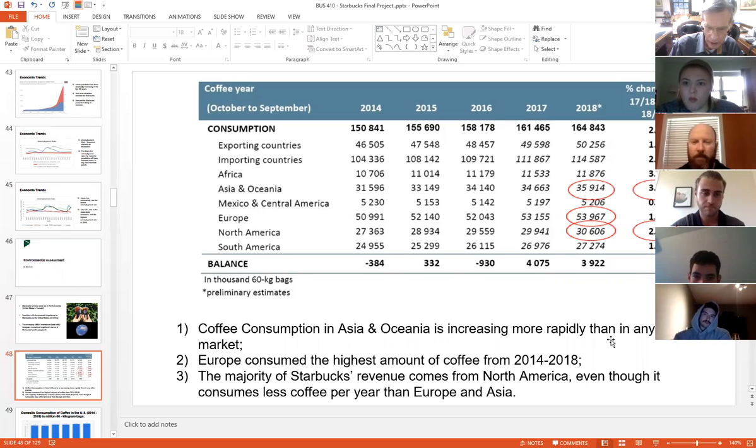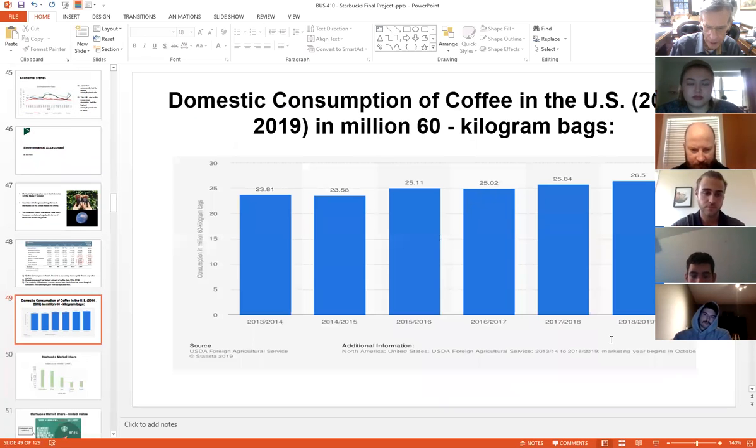So if I think Starbucks, this was also a very good chart, and circling the highlights certainly helped. You guys have done a good job on this.